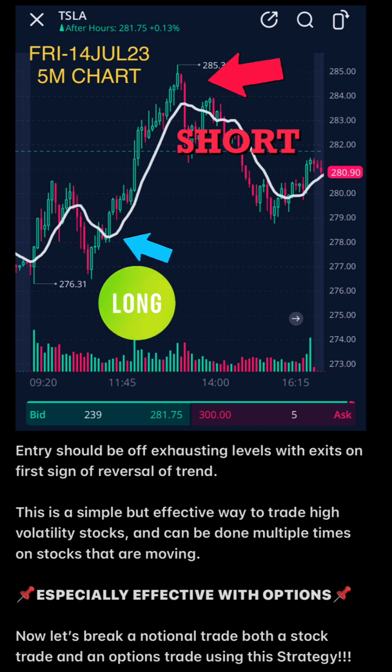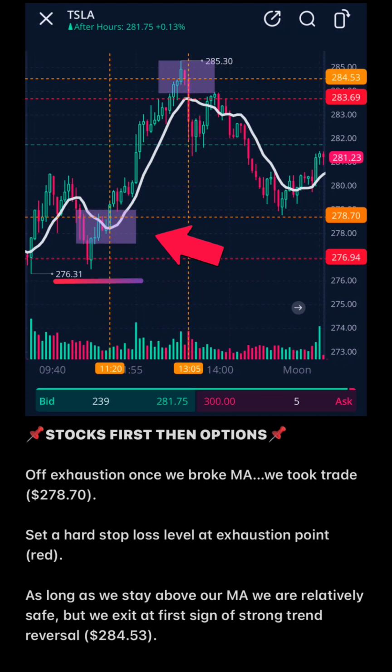Now, let's go ahead and break down a notional trade, both of a stock trade and of an options trade, utilizing this particular strategy. So we'll first start with the stock trade. Off of an exhaustion level, right, we noticed that we broke the MA and we took a trade at 278.70. So we set a hard stop loss on the stock trade right there with the red line, in case we go back below our previous low of the day. So we can cut our losses and look for a different trade.